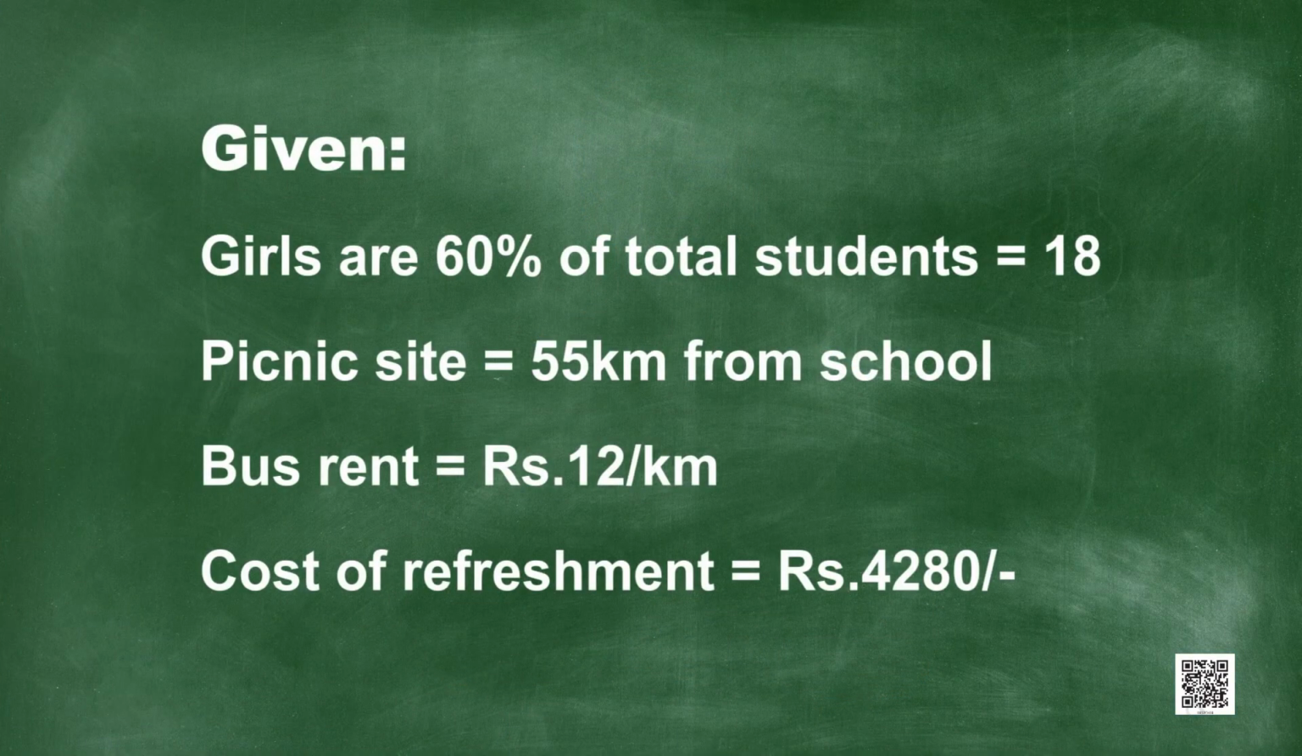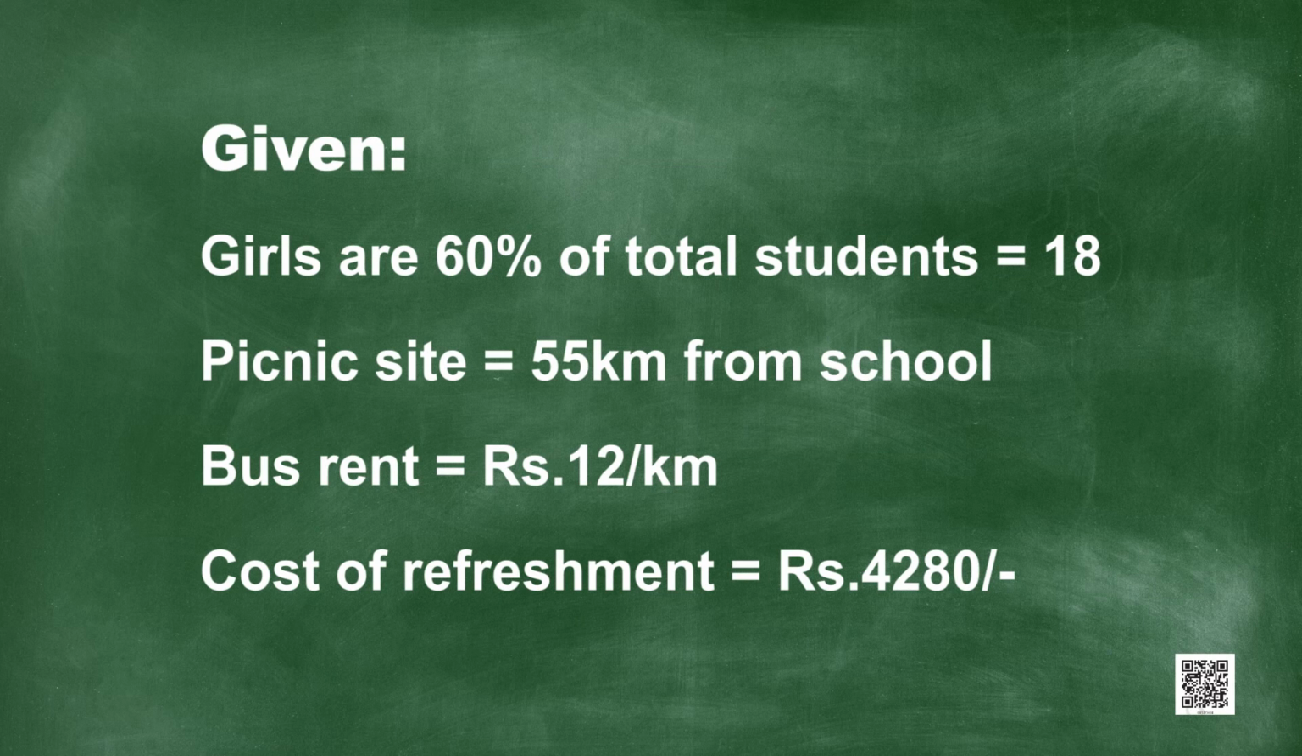Students, though the problem appears to be very big, it has given us a lot of information. So, if we try to observe and make a note of all the given information, we can solve the problem very easily. So, have a note of all the given information. It is given that girls are 60% of the total students, and also it is mentioned that they are 18 in number. So, therefore, 60% of total students is equal to 18.